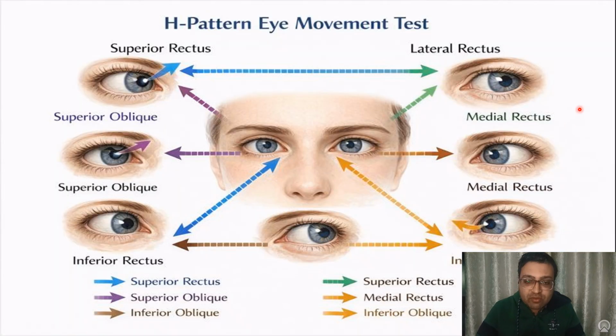How to check the extraocular muscle movements? It is known as an H pattern test. So how do we check it? In which gaze do we check which muscle? It is described very well by this diagram.